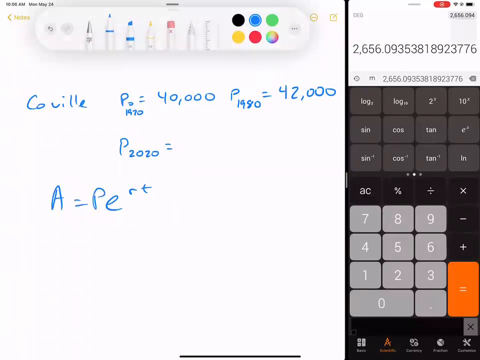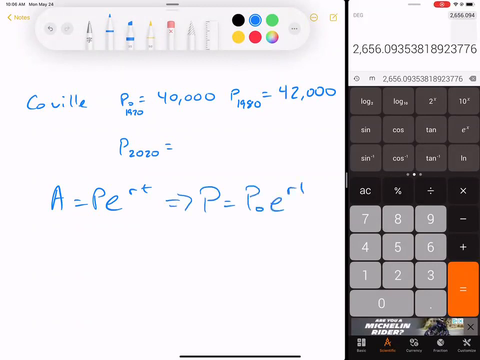Now this formula we use for banking can be changed by just changing the variable. We're going to call this population. The final population is equal to the initial population, e to the RT. In physics, you're going to use the letter n, right, for mass. So this equation is used in all these different sciences and all these different ways in math. We just change the variable.